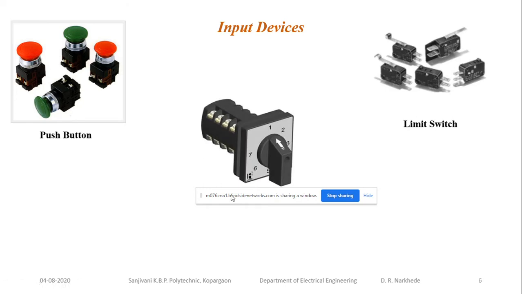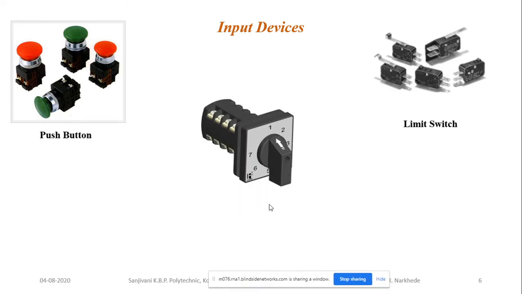Then we discussed the selector switch. What is this selector switch used for? The selector switch is used to select various speeds, or on operation, off operation, forward, reverse. If you want to rotate the motor in the forward direction, you put the switch in the forward direction. If you want to rotate the machine in reverse direction, you just put the switch in the reverse direction. So that is one application of the selector switch.